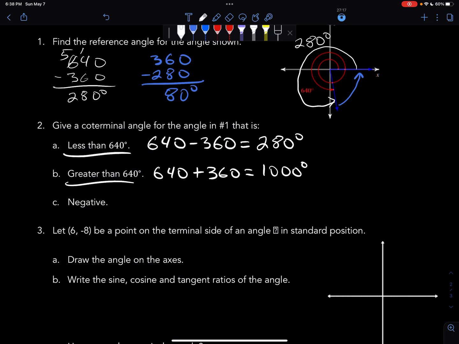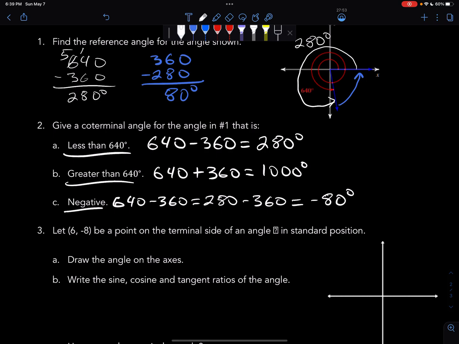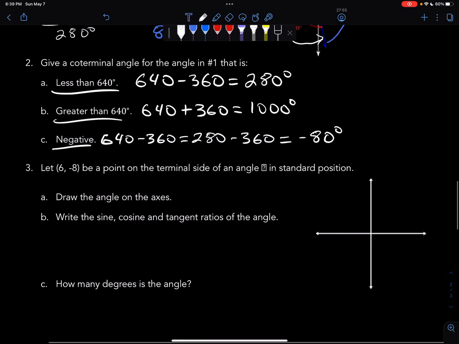If we want to get to a negative angle, when we subtracted 640 minus 360 here, we ended with 280. If we want to get a negative angle, we could subtract 360 again. So we'll come back and start with our 640. We're going to subtract the 360 first. That gave us a 280. Then we'll subtract the 360 again. When we do that, we get negative 80 degrees. Again, a negative angle.